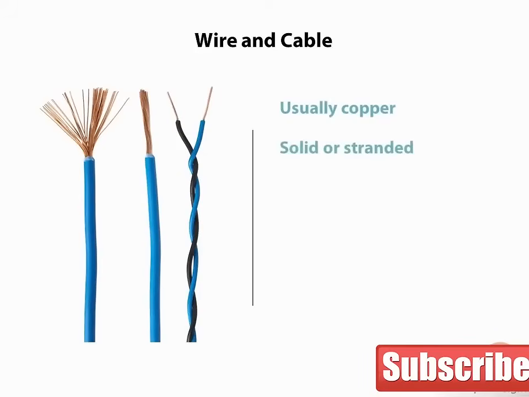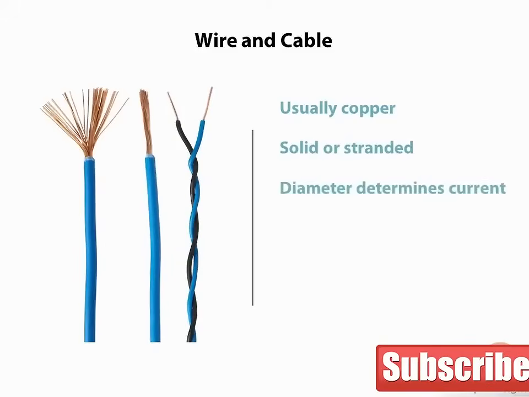Stranded wire is more expensive, so it is used in situations where the flexing of wire is likely to occur. A stranded wire has better flexing properties than solid wire. Your test leads for your digital voltmeter, for example, are made of stranded wire. The copper conductors are sometimes tinned, which makes it easier to solder.